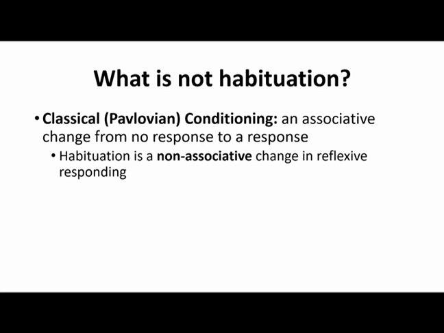So there are two stimuli that get associated with one another. Whereas habituation is a non-associative change in reflexive responding. It's event-alone learning. So habituation doesn't involve pairing stimuli. It doesn't involve forming an association between those stimuli. Habituation is learning about a single stimulus or a single event in isolation.